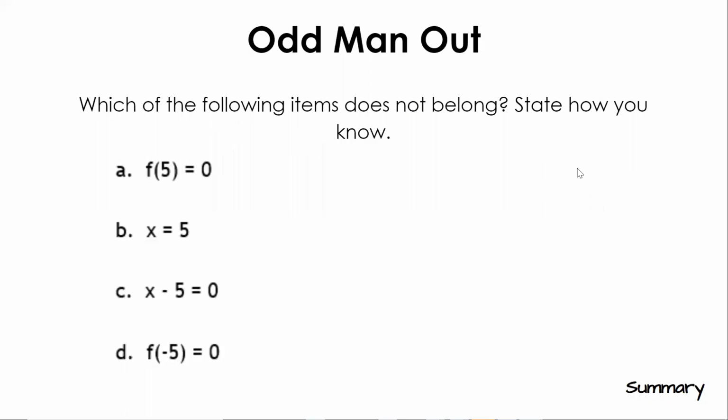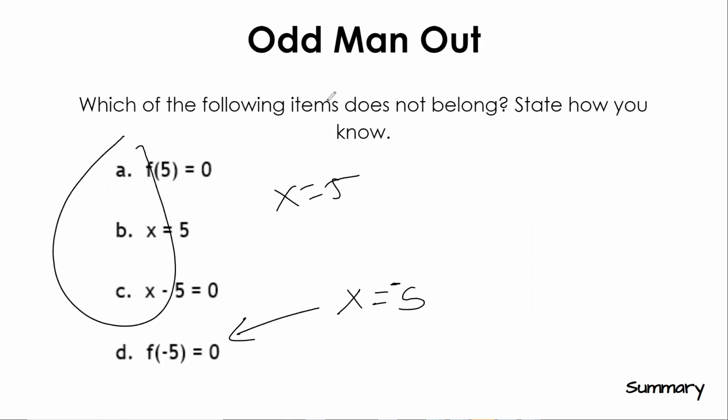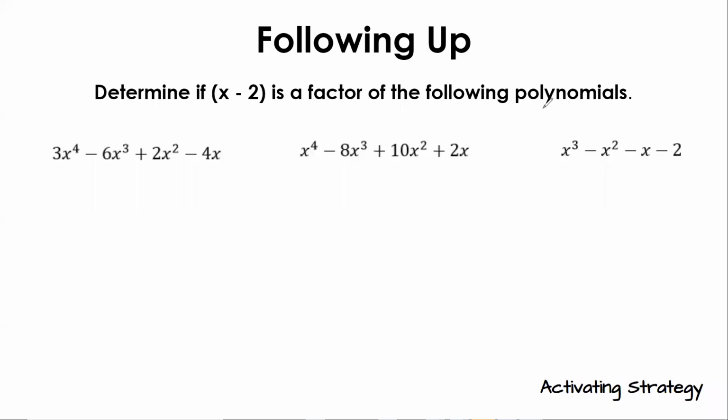Which of the following items does not belong, and state how you know which one does not belong? Why do you say that? Okay, so she said this one doesn't belong because it's x equals -5 and the rest of them all equal x equals 5. Yeah, these all go together. Cool.